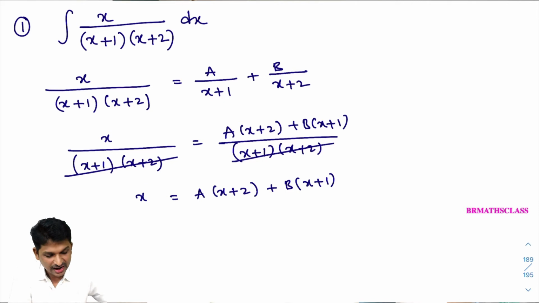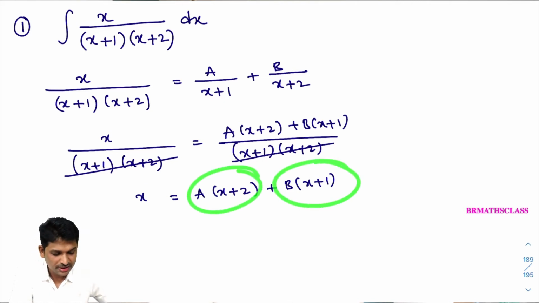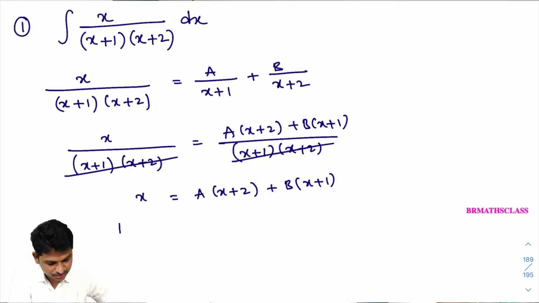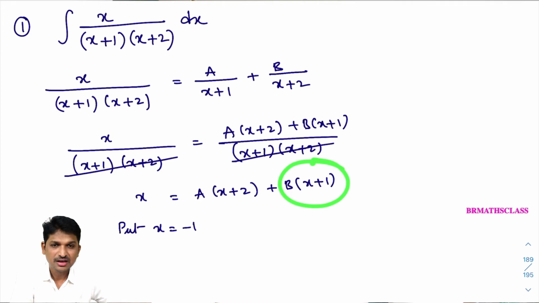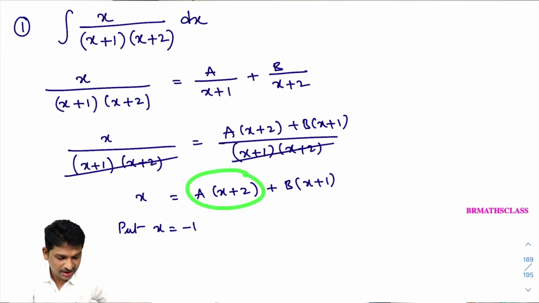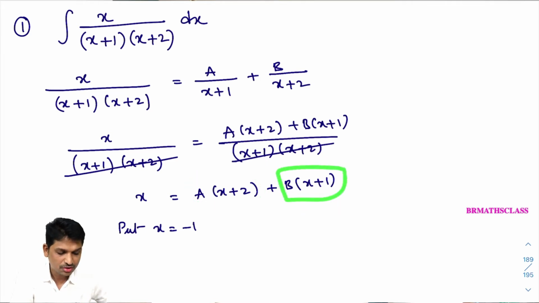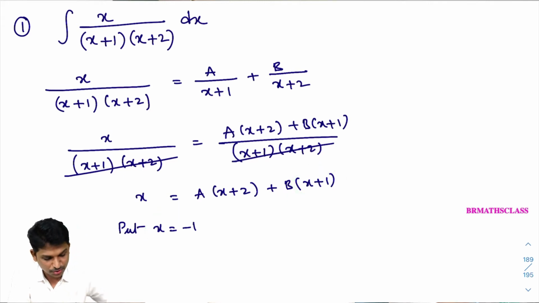Okay. So as I want the a value, I want to make this 0, so I will put x equal to minus 1. Why am I putting x equal to minus 1? This is a tricky method. If you want the a value, you must make this term 0. x plus 1 equal to 0 means x is minus 1. That's why I am putting x equal to minus 1.